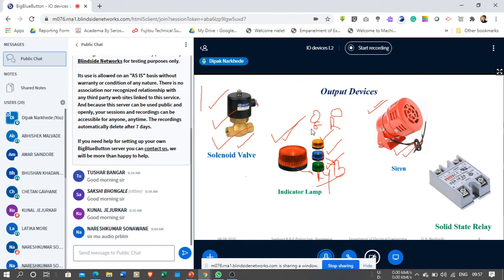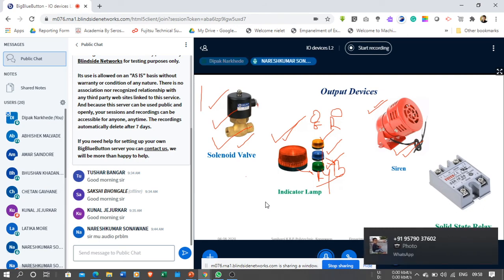You are now unmuted. Okay. So Naresh Kumar, is the audio problem resolved or not? Yes, sir. Okay. So now what have we discussed? Sir, about the output devices.